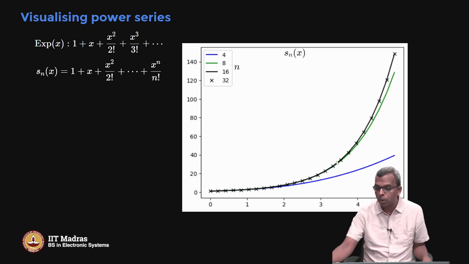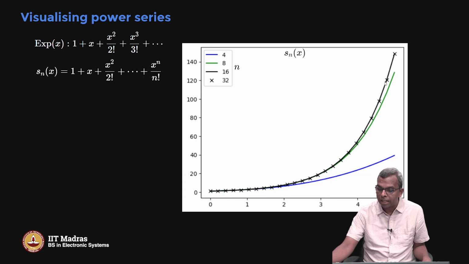See, 4 was really low, 8 was a bit higher, 16 was even higher, but then 32 seems to be right on top of 16, at least up to 5. Okay, and this seems to happen from 0 to 5. The x range is from 0 to 5, and here all the convergence seems to be very rapid. Even by 4, the convergence has happened between 0 and 1 and all that.